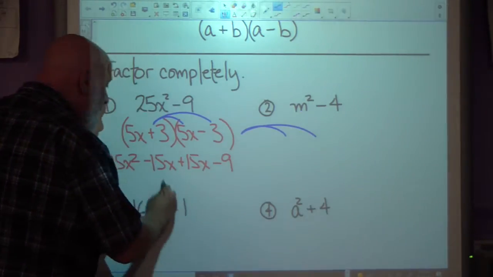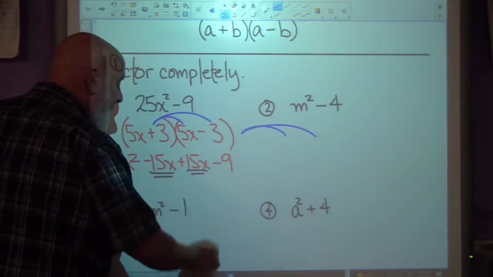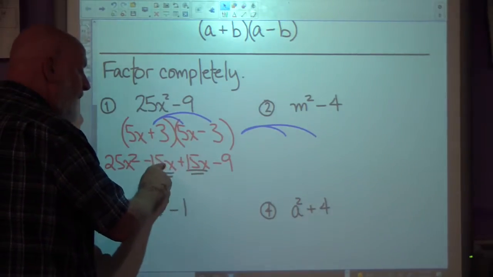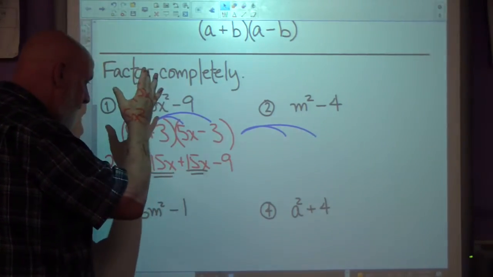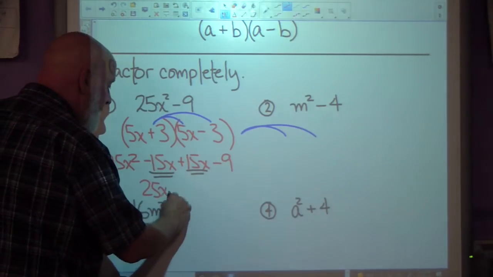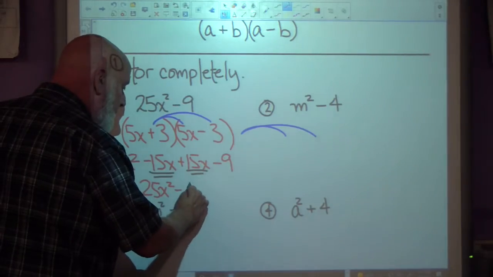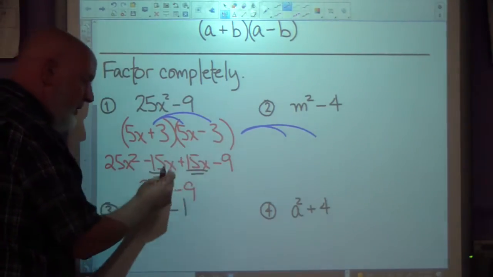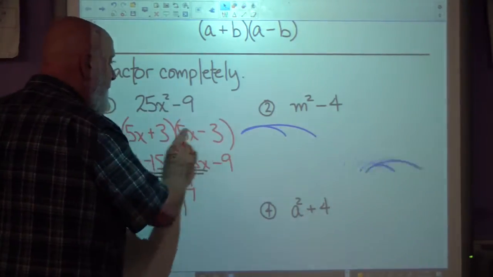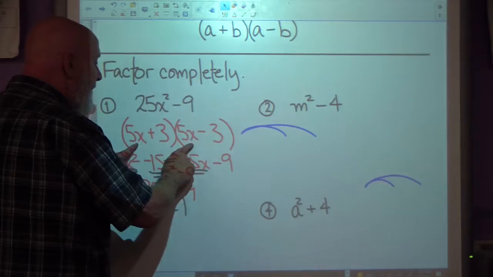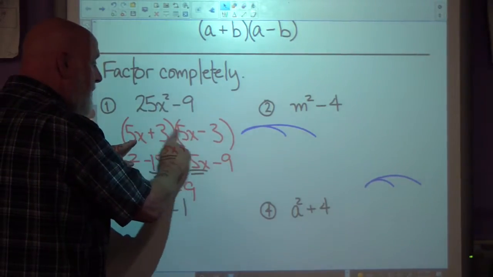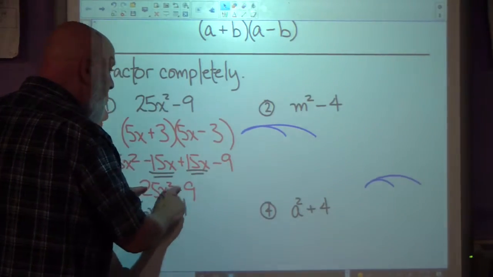When I combine my like terms, I see that they're exact opposites. If one's positive and one's negative, I subtract. 15x minus 15x is 0, so that disappears. And I'm left with 25x squared minus 9, because these canceled each other out, they turned into 0. Notice that's what I started with. What I just did was demonstrate that if I use the difference of squares pattern to factor it, that's this right up here, I applied it to this situation. If I multiply these two together using FOIL, we will indeed get what we started with.